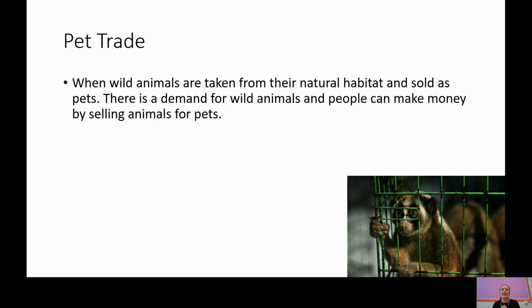So this is an interesting one. It's the pet trade. Okay, and this is when wild animals are taken from their natural habitat and sold as pets. And there is a demand for wild animals, and people can make money by selling animals for pets. And this used to happen a lot, and happens less now, but it still happens.